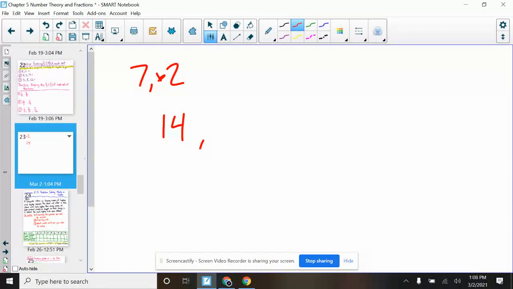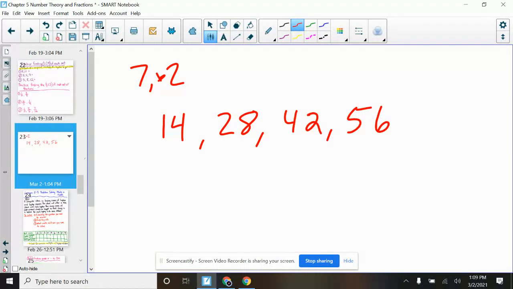Because now, if the first one is 14, then all of the other ones are just going to be adding 14 more. So what would be 14 more from 14, everybody? 28. That's your next common multiple. What if I added 14 to 28? What would I have? 42. That's my next common multiple. What if I added 14 to 42? 56. That's my last common multiple.